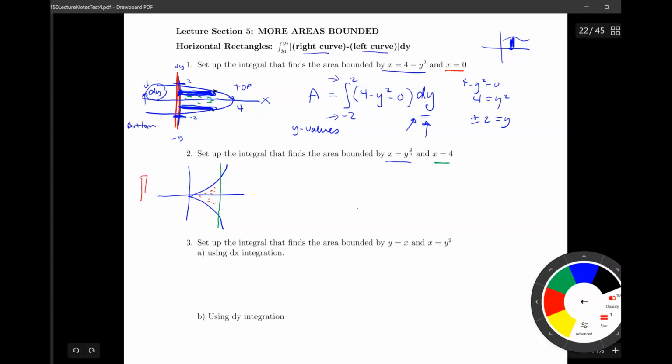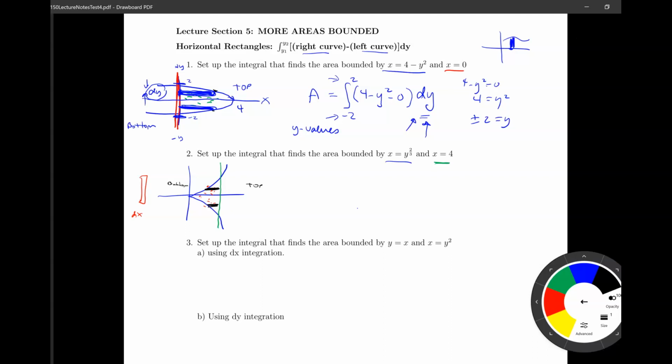I don't want to have rectangles this way, dx integration, because they would touch the same function on the top and on the bottom. So that is not a good choice. So let's do sideways rectangles. If I do sideways rectangles, remember this is always the top function and this is always the bottom.